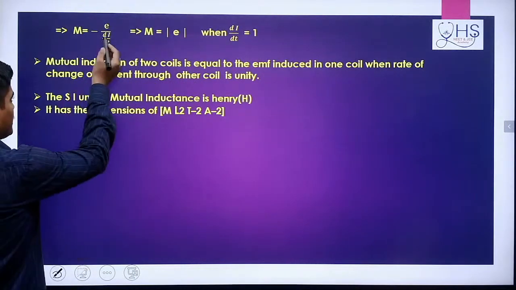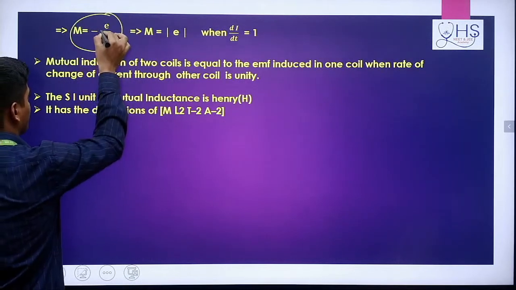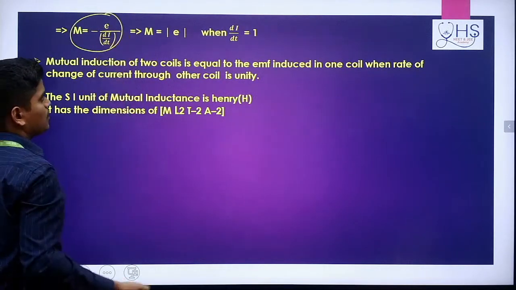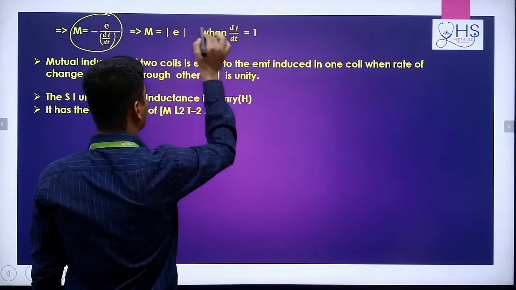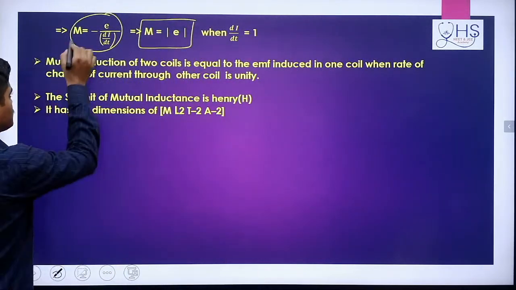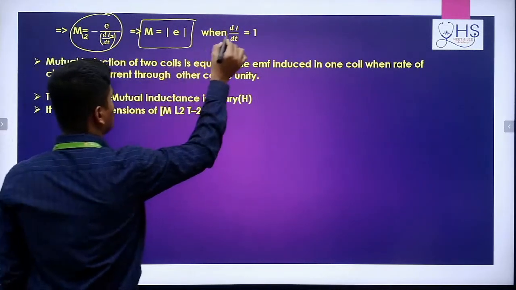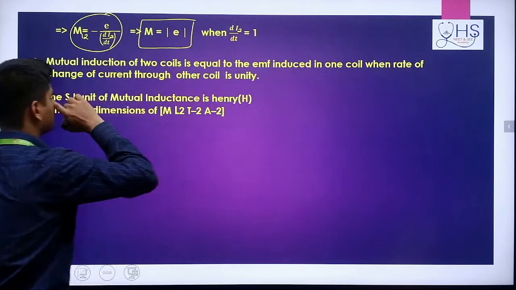So here mutual inductance, I can write, M is minus EMF by di by dt. When di by dt is equal to 1, at that time mutual inductance is equal to E. Or you can write M12, no worries. M12, it is di2, also you can write, or here also you can write di2, no worries.